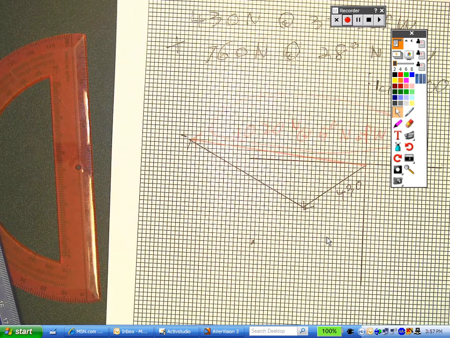You've now added a couple of vectors. Congratulations. Try the rest on your own.